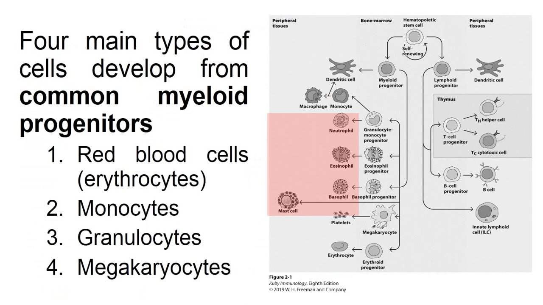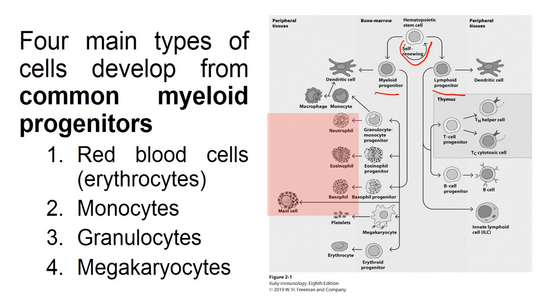We continue further. When you talk about the four main types of cells that develop from the myeloid progenitor, this was the hematopoietic stem cell. You remember, this is a self-renewing. It means it maintains the number of hematopoietic stem cell. Hematopoietic stem cell has two major lineages, a myeloid progenitor and a lymphoid progenitor.